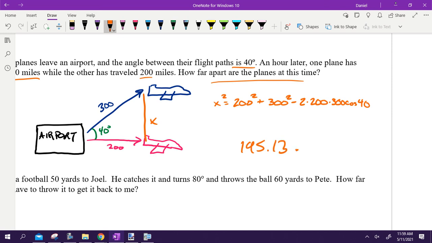Questions on what we did there to solve law of cosines? They are not real tough. It is a very straightforward plug into my formula and solve question.